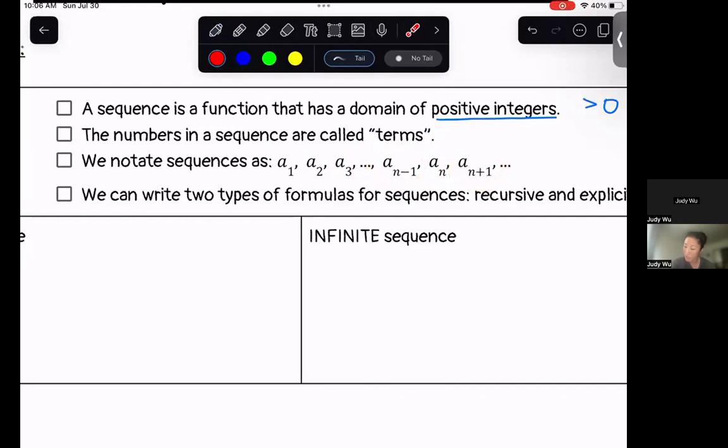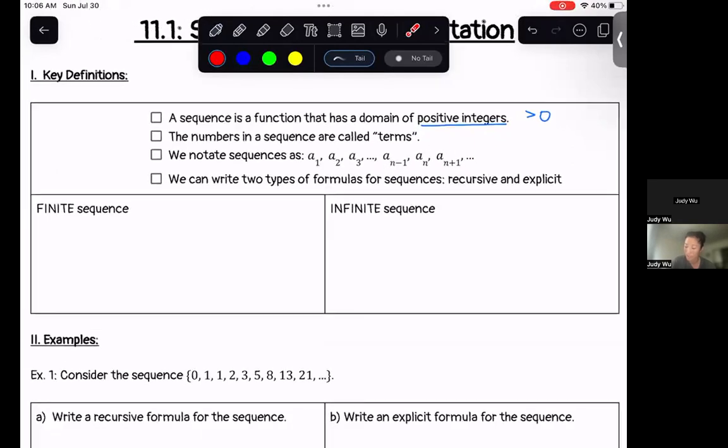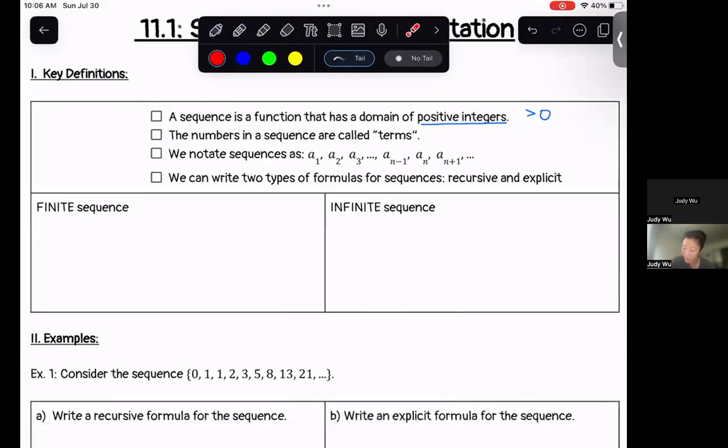Now, we can write two types of formulas for these sequences, and that's going to be something that we take a look at throughout this lesson. We're going to be looking at something called recursive equations, and we're going to be looking at something called explicit equations. So keep your ears out for both types, a recursive and an explicit.